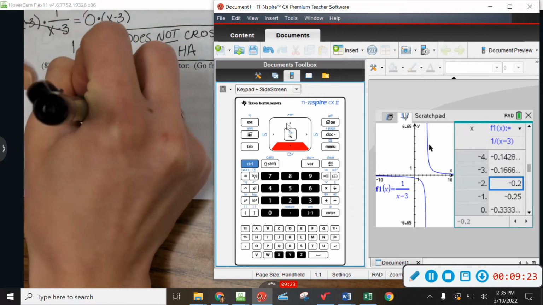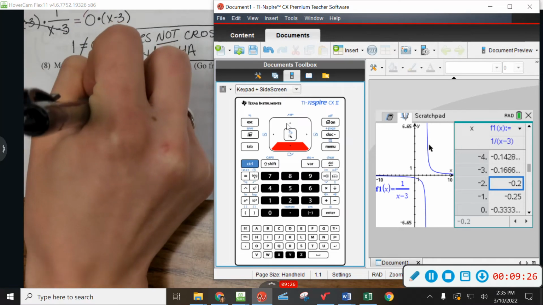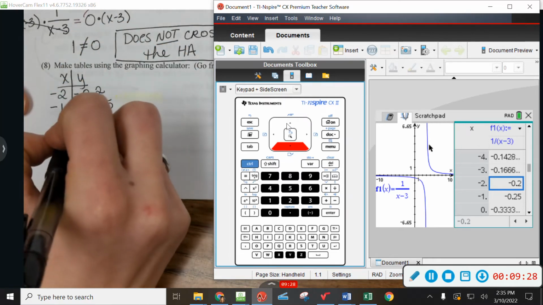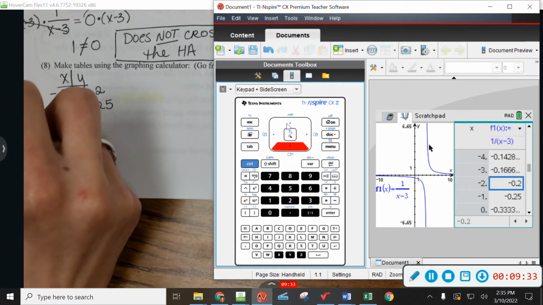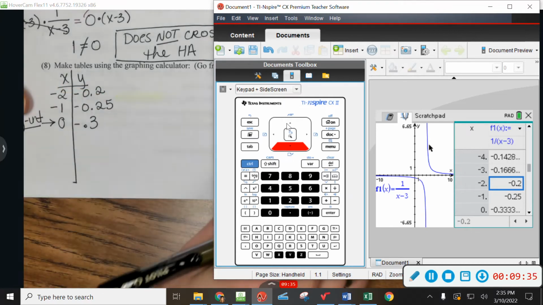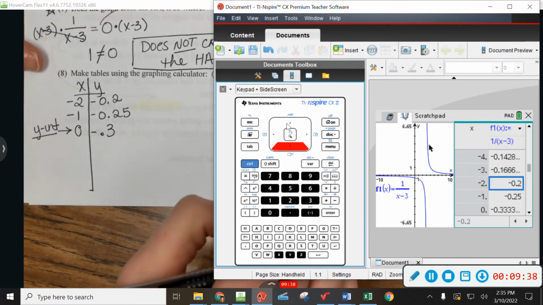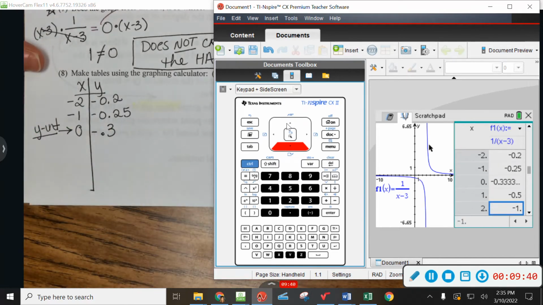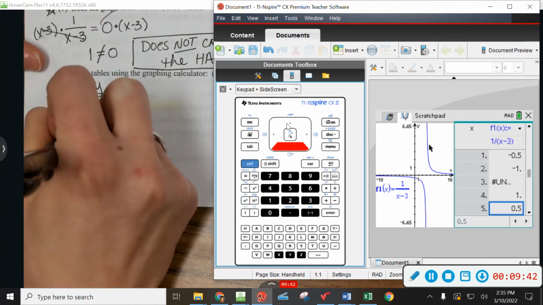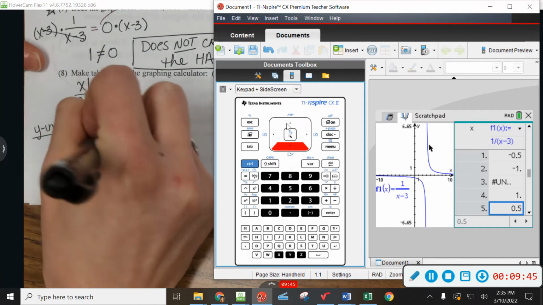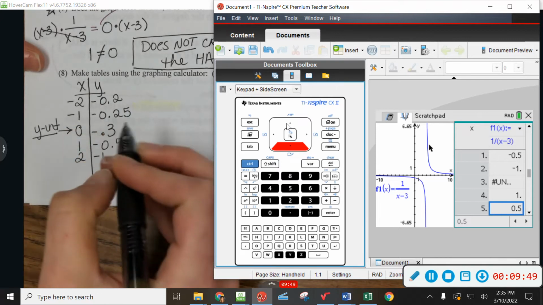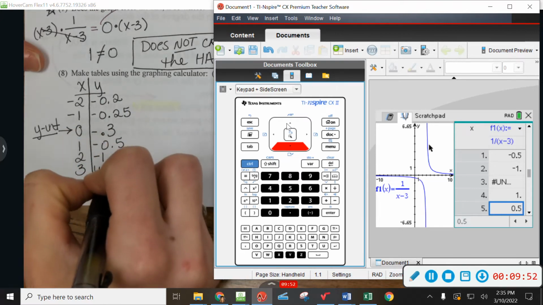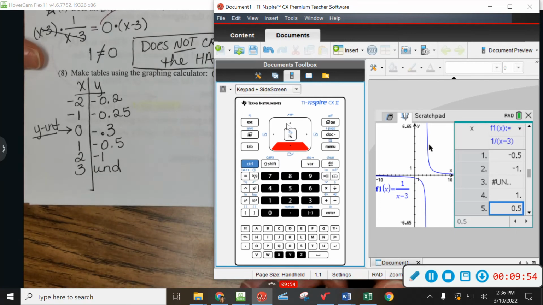-1, -0.25, 0, -0.3, which that is your y-intercept that we already solved for. That's your 0, -1/3. Then you've got 1, -0.5, 2, -1. 3 should be undefined because that's your vertical asymptote.